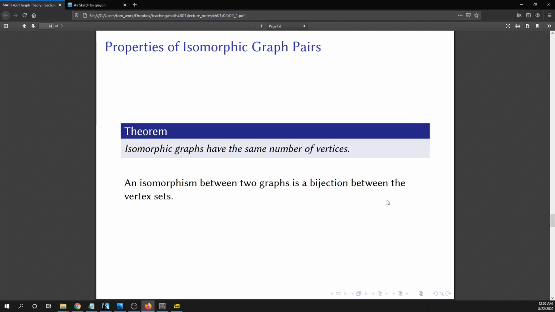All right, so what do you want to be doing? Some ways to tell that graphs are isomorphic. First off is that isomorphic graphs have to have the same number of vertices. And why is that? Well, it's because an isomorphism is literally a bijection between the vertex sets. And if you have a bijection between two sets, then they have to have exactly the same number of elements. Remember, we're talking about finite sets here, so isomorphic graphs have the same number of vertices. So if you had a graph with 5 vertices and another graph with 6 vertices, boom, automatically they are not isomorphic.